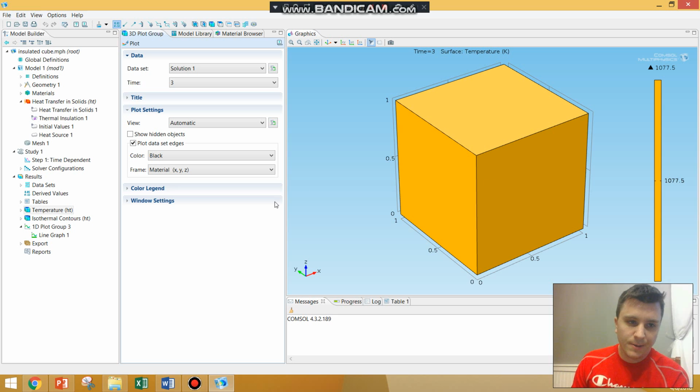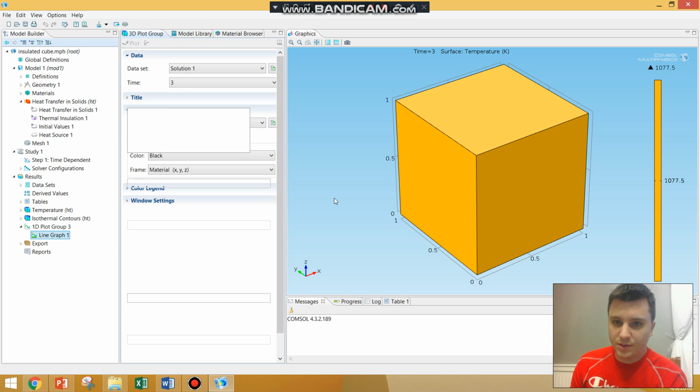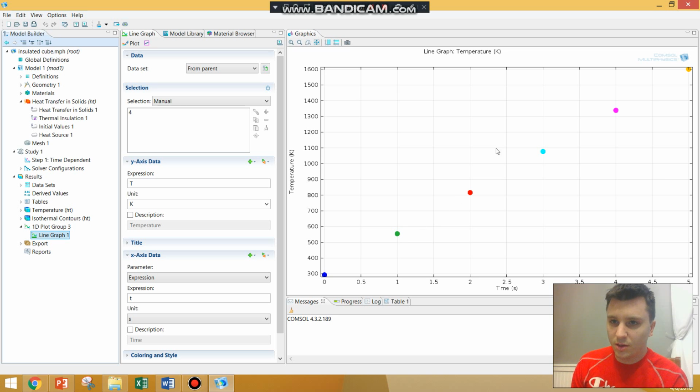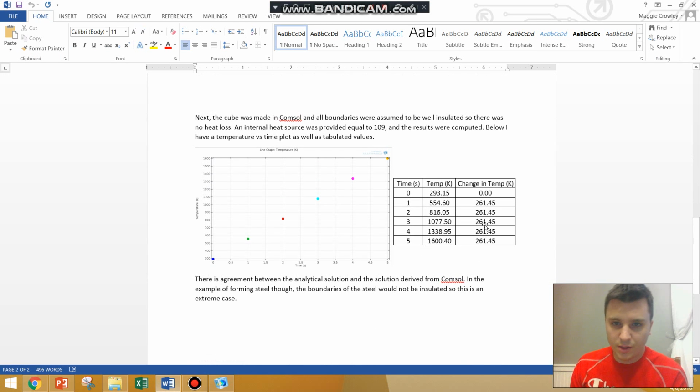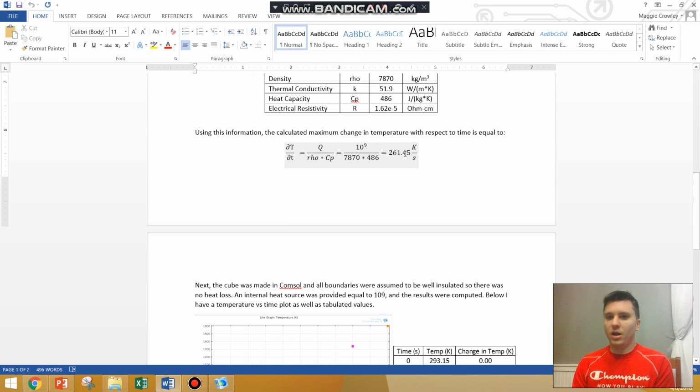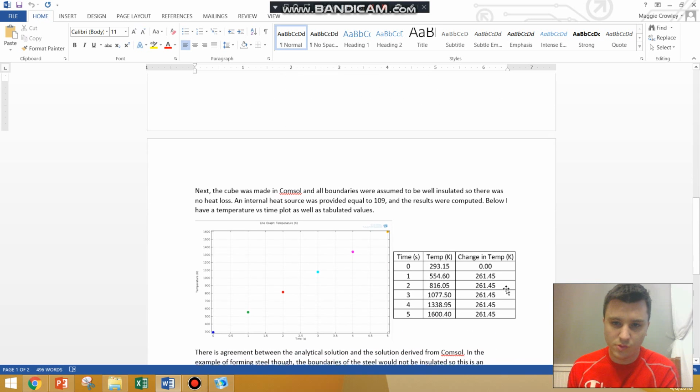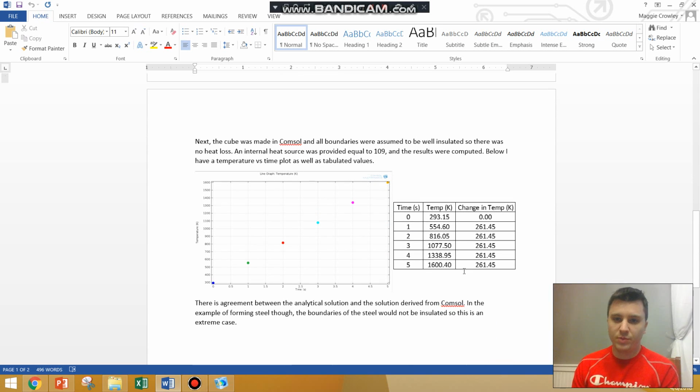So this number changes. I made a line graph plotting the change in temperature with respect to time, and then I took these values out and made a table, which is shown here. So in each step you go forward a second, you get an increase in temperature, a linear step here, and this 261.45 equals exactly what I got. So I know that at least I'm working with the right equation, and that my analytical solution is equal to my numerical solution. The next step will be to make more reasonable boundary conditions.